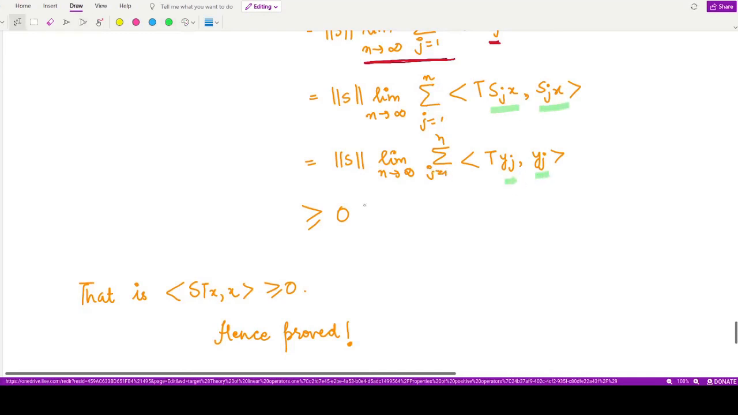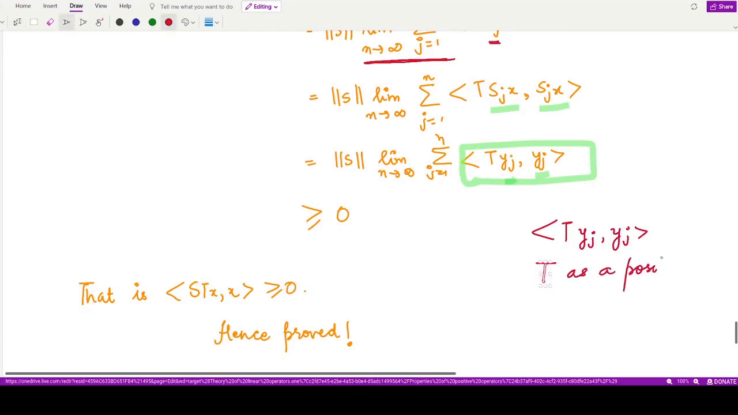And this thing is greater than or equal to 0. Why? Because if you see, what is this? This is the inner product of T applied onto yj with the same yj, and in the very beginning, because we are given T as a positive operator, this inner product is obviously greater than or equal to 0. This norm is always a positive quantity, being a distance. So therefore we have the inner product of STx with x, which is greater than or equal to 0.